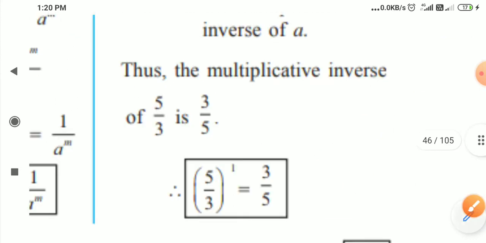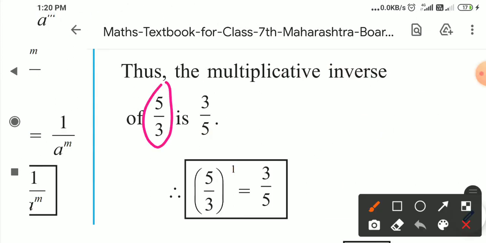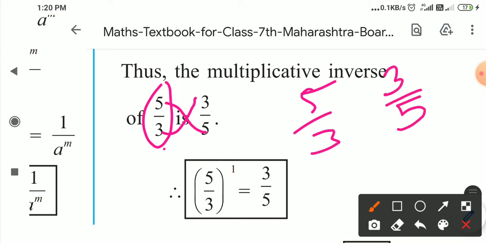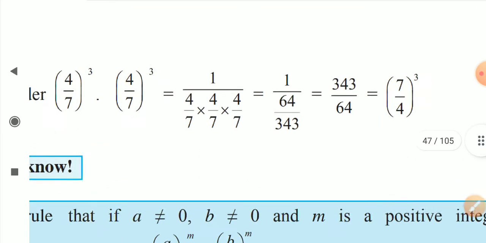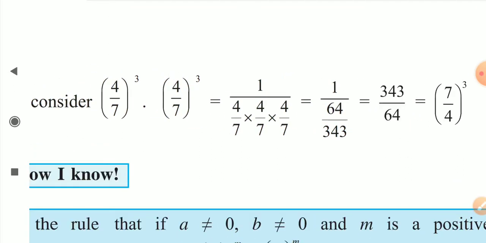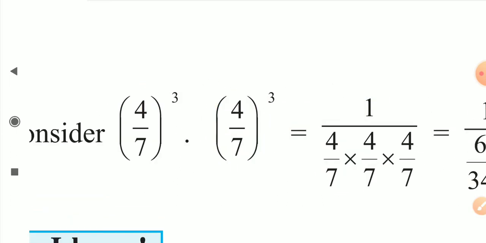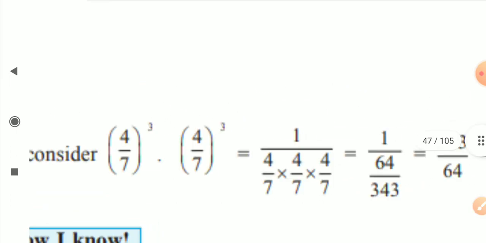Here, if the fraction is 5 upon 3, its multiplicative inverse is the numerator becomes the denominator and the denominator becomes the numerator. So 5 upon 3's multiplicative inverse is 3 upon 5. Clear? Otherwise you can also write it with raised to minus 1, but it is not given. So let us consider the example they gave: 4 upon 7 raised to 3.